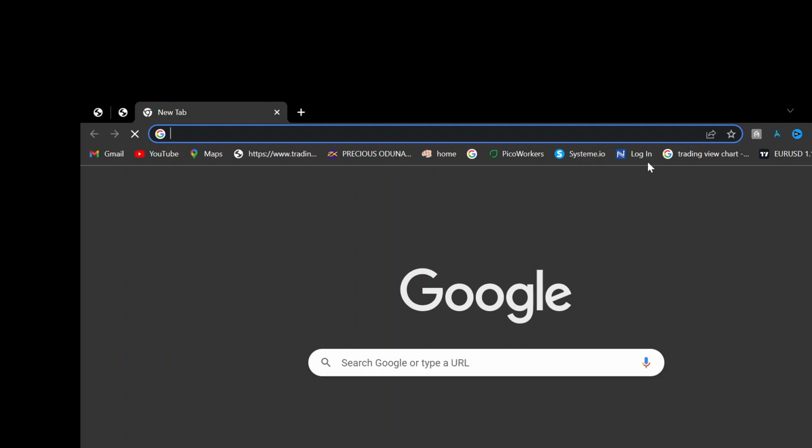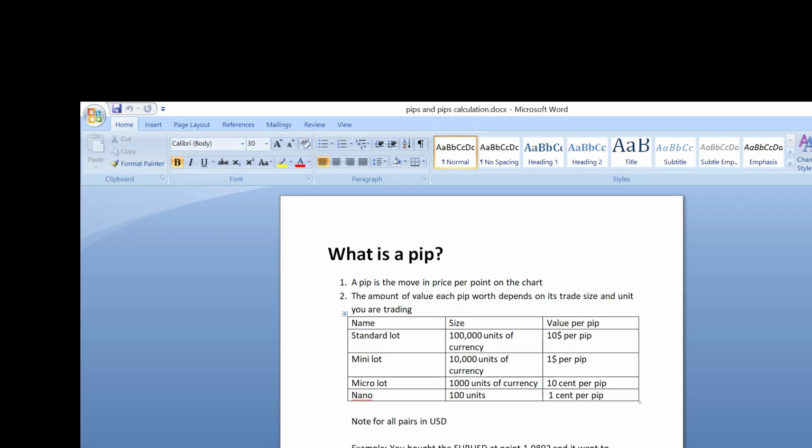So what is a pip? If you can calculate pips, it helps you estimate the amount of money you can lose. For example, I enter a buy on the euro USD. If I set my stop loss, I need to know. I can't just set my stop loss with just prices. I need to know how much it is in money, not in percentage, because a pip simply means a move in price per point on the chart. That is what pips means, price per point on the chart.